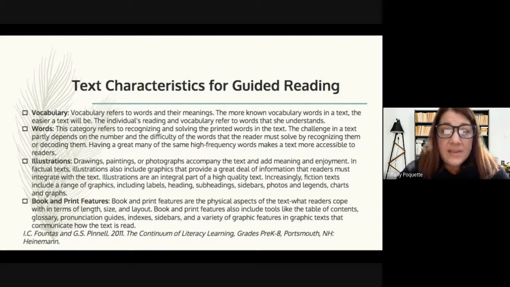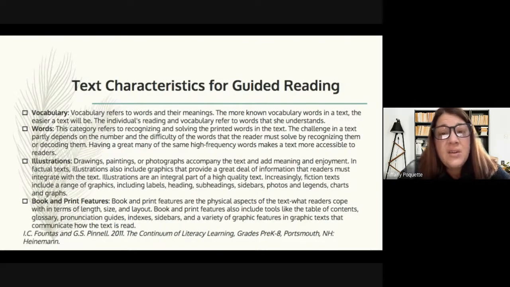Additional areas that are looked at to determine text levels are vocabulary, which refers to the words and their meanings. The words. This category refers to recognizing and solving the printed words in the text. The challenge in a text partly depends on the number and difficulty of the words the reader must solve by recognizing them or being able to decode them. Having a great many of the same high frequency words or sight words makes text more accessible to readers.